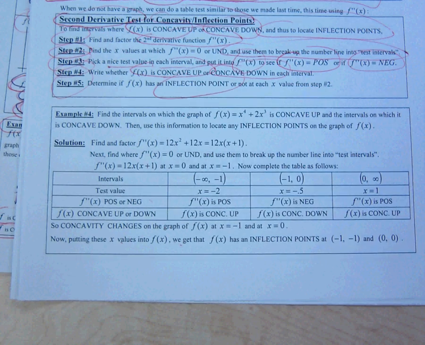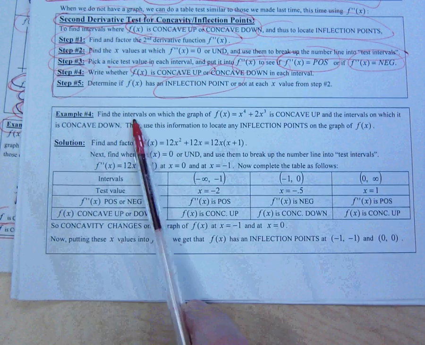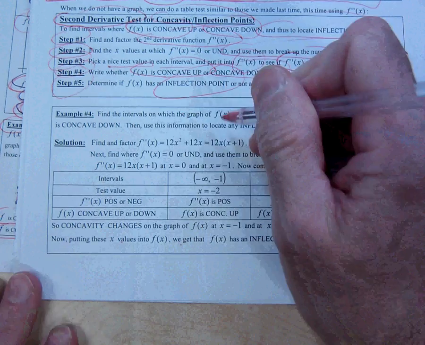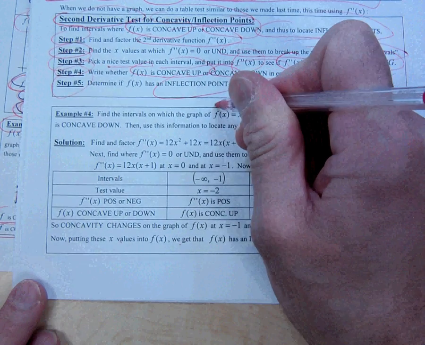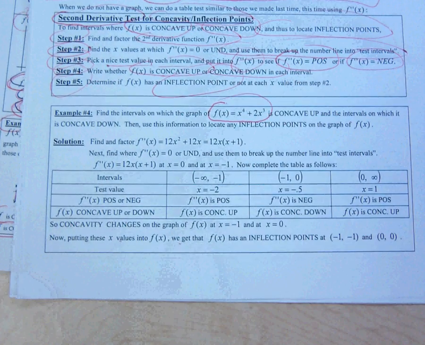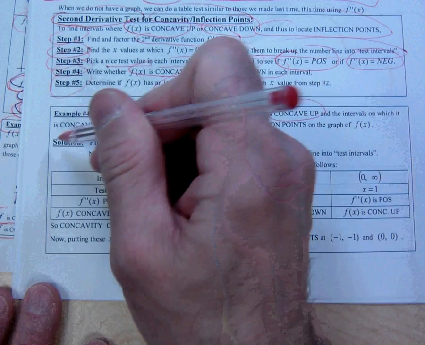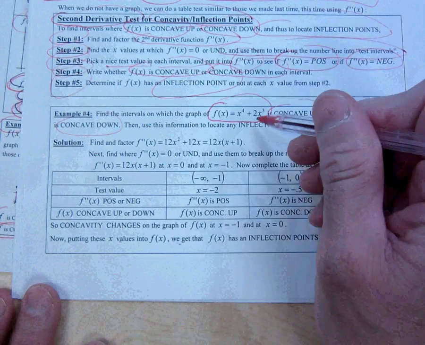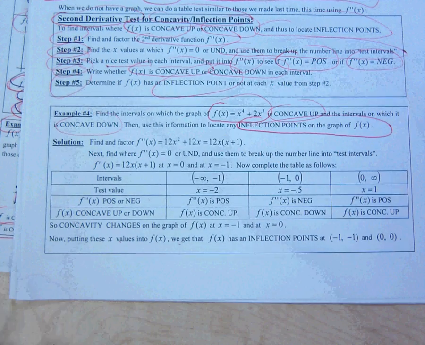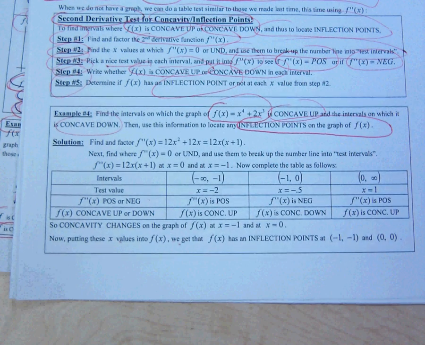First example, I typed it out for you so you don't miss anything. Just stay with me. I'm going to give you a function f of x, and I want you to find the intervals on which that function is concave up and concave down, and then use that information to find any inflection points on f. So, everybody see what we're going to do right now?